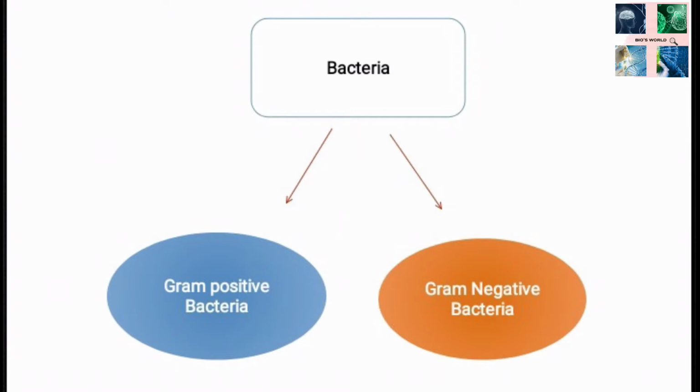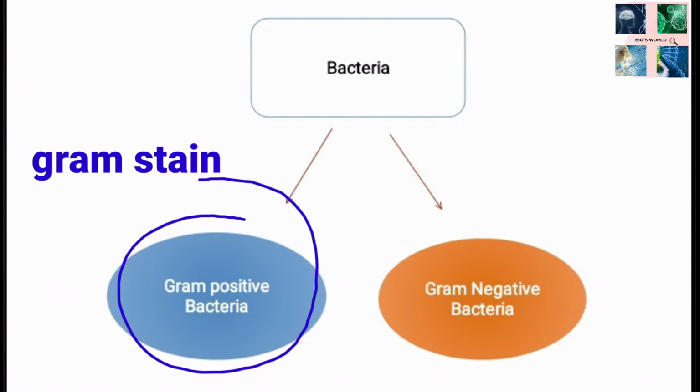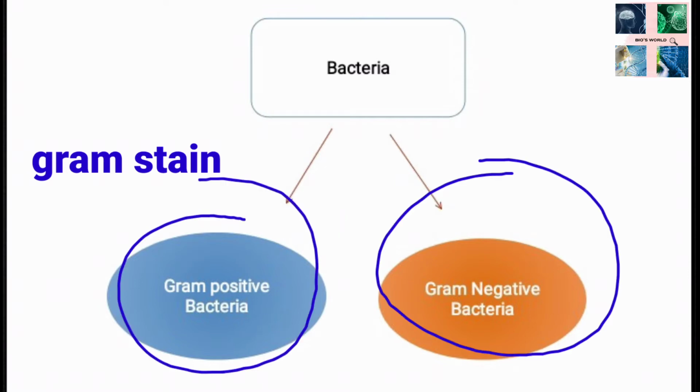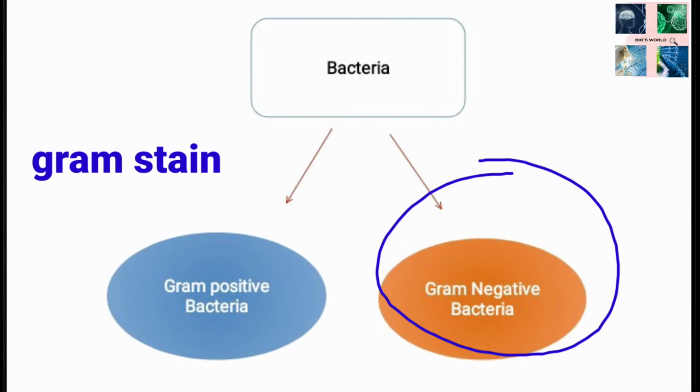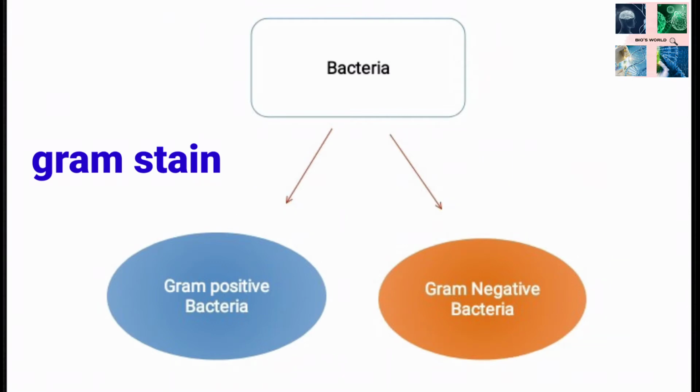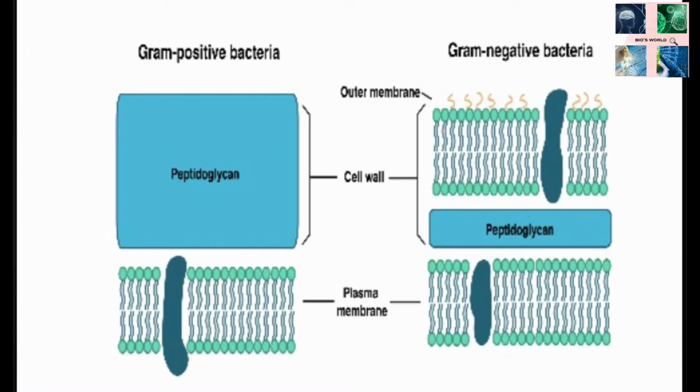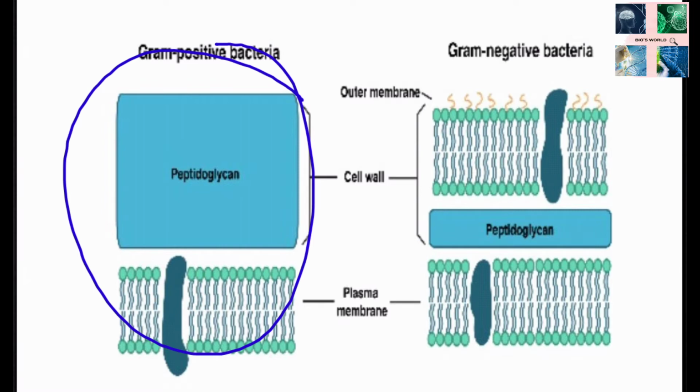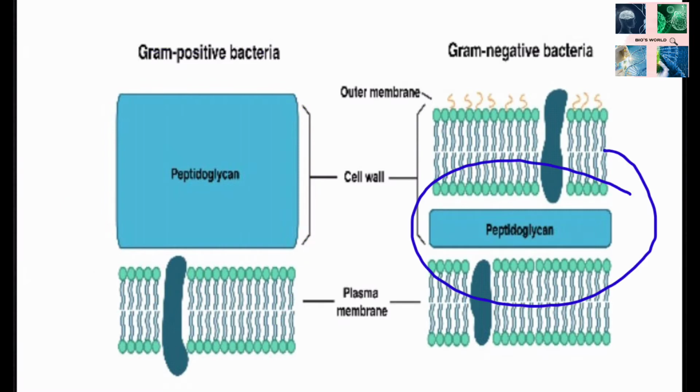Next, we will talk about its types. On the basis of gram stain, it is divided into two groups. That is, one is gram positive and one is gram negative. In gram positive, its peptidoglycan layer is thick, and in gram negative, its peptidoglycan layer is thin. Now about its cell wall structure. Gram positive bacteria have a thick peptidoglycan layer, whereas gram negative bacteria have a thin peptidoglycan layer.